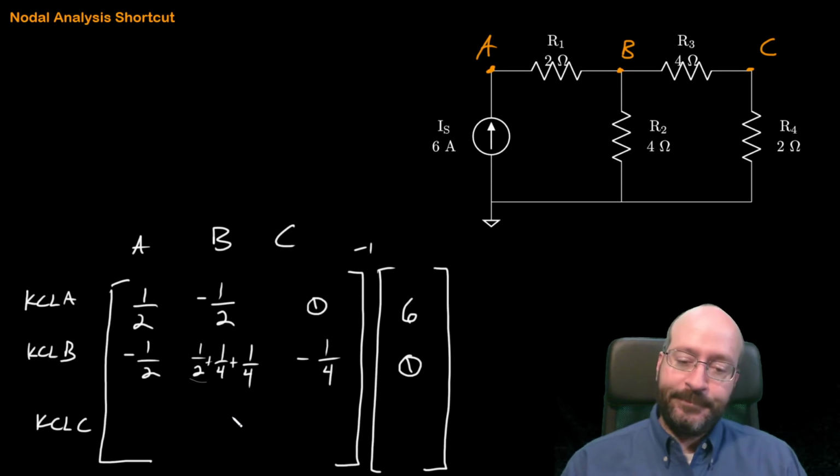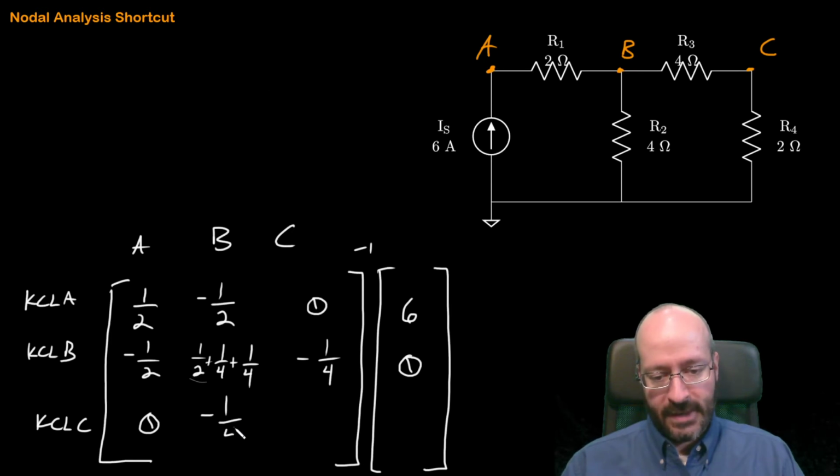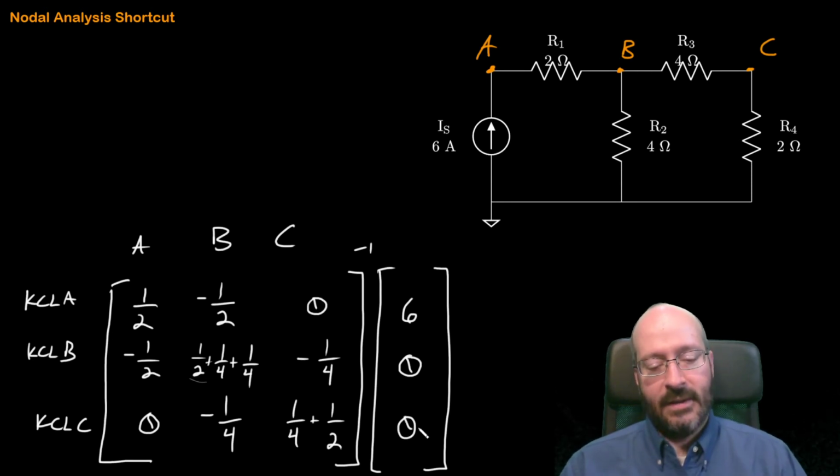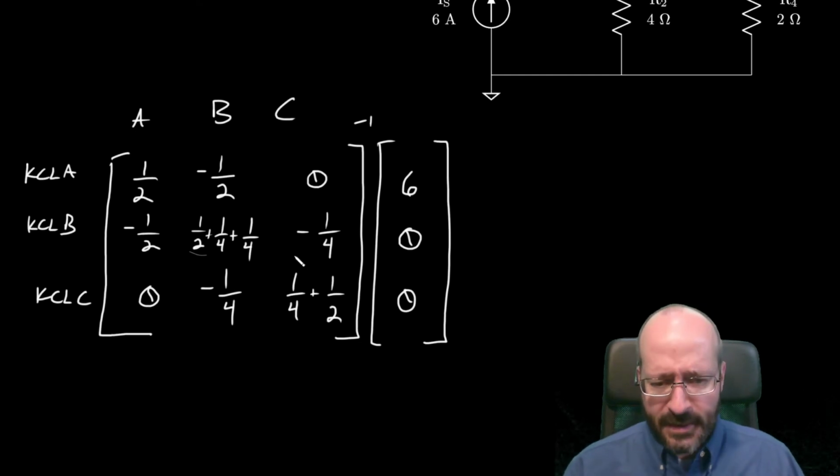Last one. What's connected to C that's also connected to A? That's 0. What's connected to C that's also connected to B? The 4, so we get negative 1/4. And then what's connected to C? I get positive 1/4 from R3 and positive 1/2 from R4. There are no current supplies connected, so that's 0. Okay, so that looks pretty good.